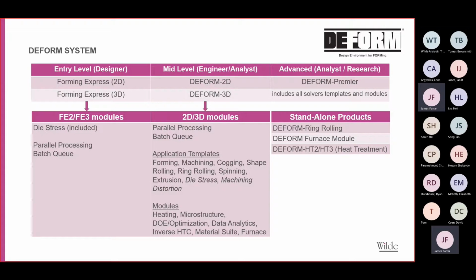In addition, there's some standalone products for certain applications that include full post and simulation capabilities, such as for ring rolling. We have a standalone furnace module, and we have a standalone system called DEFORM HT 2 and 3, which are for heat treatment modeling. So effectively, that's the same as using DEFORM 2D or 3D and adding a microstructure module, but without the large deformation. So if you're not interested in large deformation, just the heat treatment, then the HT, the heat treatment system, is very good for that.